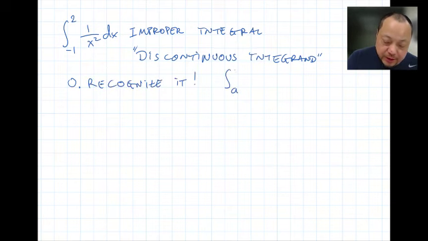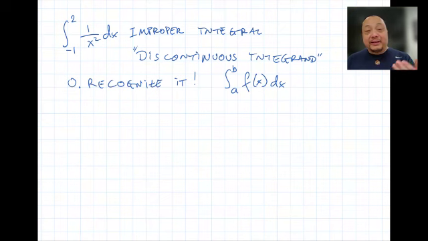So for example, you're given an integral from a to b of f(x) dx. Then the first thing you want to recognize is that the f(x) function is the type that can give you trouble, that can be discontinuous in the segment a to b. Luckily for you, in the typical calculus class, this type of improper integral comes in only a few types.